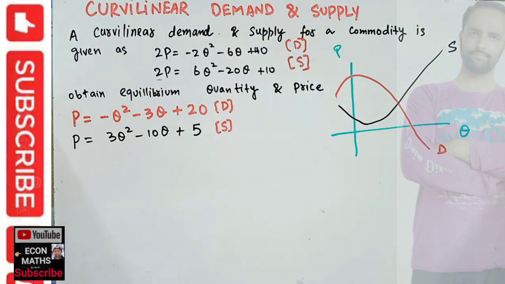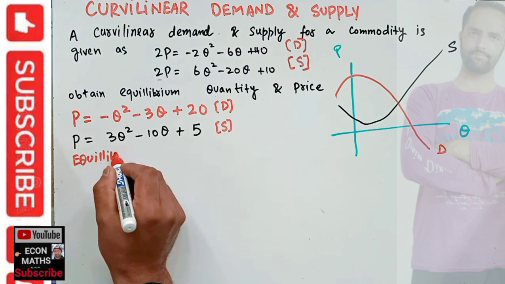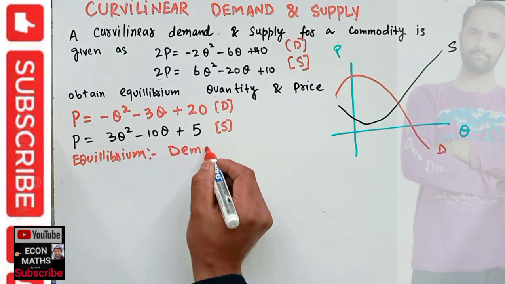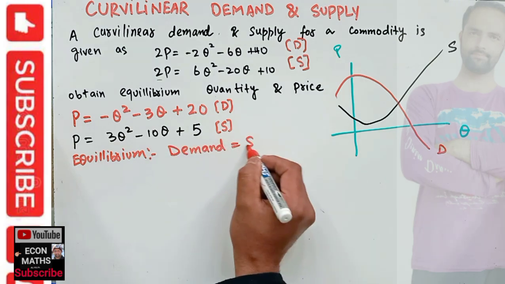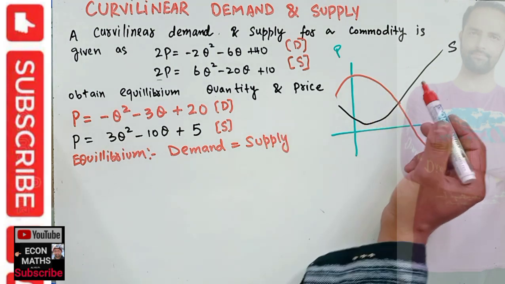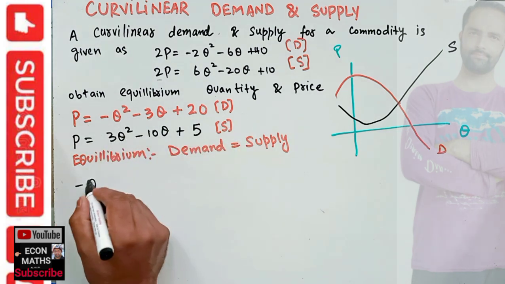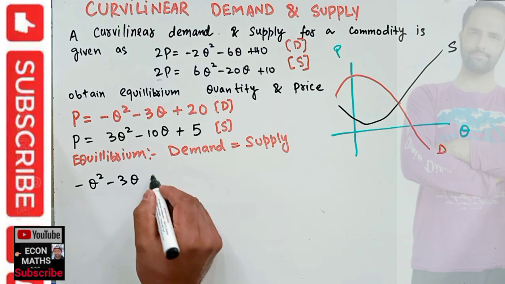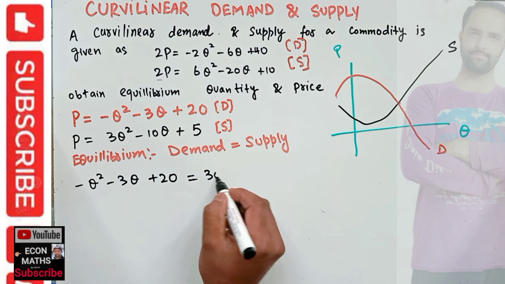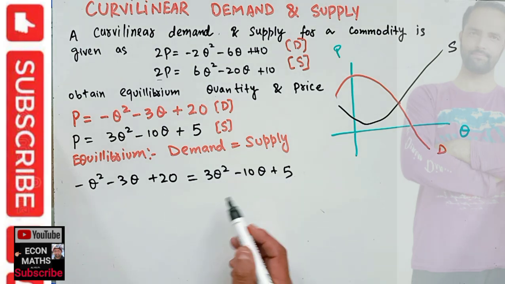Now equilibrium requires that demand should be equal to supply. The point where the demand and supply curves intersect gives us the equilibrium. So the demand function is -q² - 3q + 20. It should be equal to supply. So supply is 3q² - 10q + 5. Let us solve this.